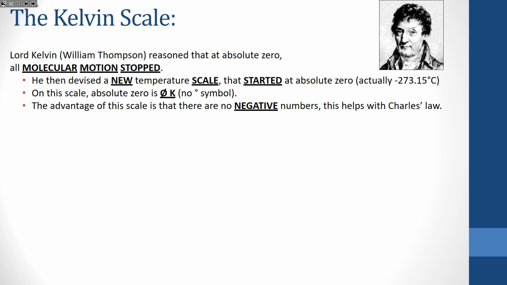And notice he doesn't put a degree symbol beside his. I always think that he thinks he's kind of a big deal because he's Lord Kelvin. He doesn't need a degree symbol like Celsius did. And the advantage of this scale is that we don't have negative numbers, and this is going to help us with our relationships because of the direct relationship. Negative numbers are not going to allow it to work very well.